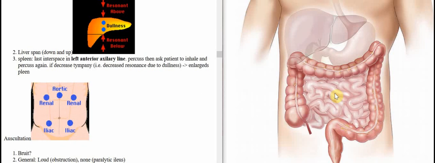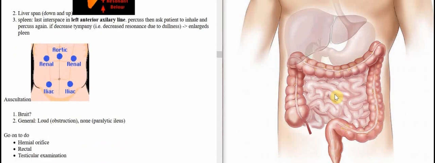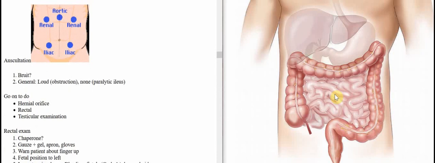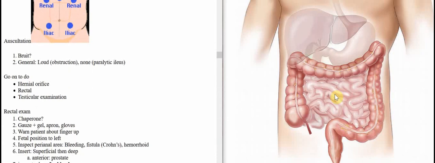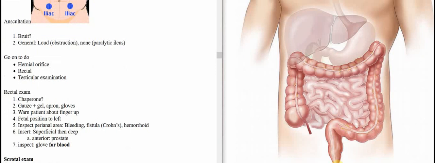After inspection, palpation, percussion, next is auscultation. You're listening for any bruits, which should not be present, but could be present in the presence of renal artery stenosis. To complete your examination, you'd like to do inguinal, scrotal in a male, and rectal exam. You'd want to ask your examiner or your patient if they're happy for that, but usually the answer is no.